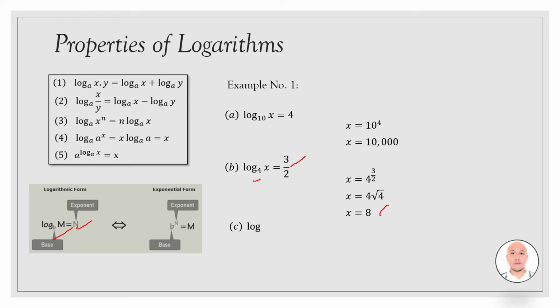Okay. Sample number 3, log_10 x is equal to negative 2. So say the base here is 10, and the exponent is negative 2. Thus, x is equal to 10 raised to negative 2, or equal to 1 over 10 squared. The negative sign here means it will be transferred into the divisor. So our final answer is x equal to 0.01.